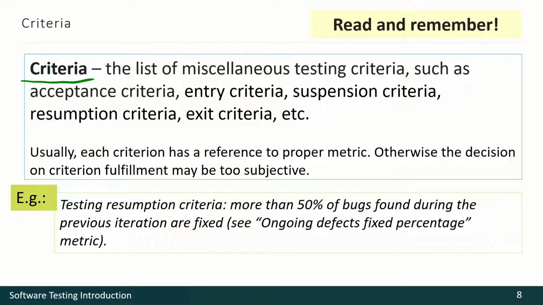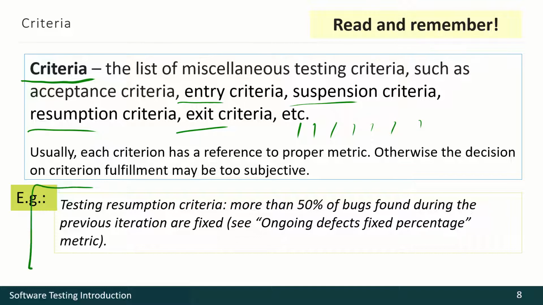Criteria help us avoid subjectivity in taking some decisions or understanding some situations. When shall we start testing? Suspend testing, resume testing, finish testing, and so on. There may be a lot of situations when we need some fact-based analysis.